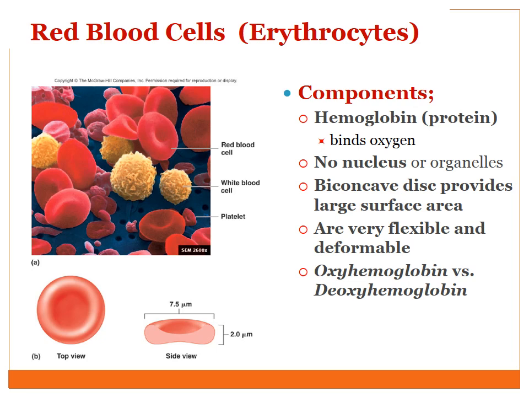Oxyhemoglobin versus deoxyhemoglobin. So when hemoglobin has bound to oxygen, it's now called oxyhemoglobin. And when oxygen is released from hemoglobin, it's known as deoxyhemoglobin.